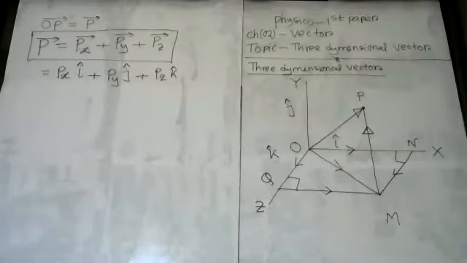Now we have just represented the vector in 3D. We want to know what the magnitude of a 3D vector would be. How can I find out its magnitude? So let's find out the magnitude of a 3D vector.